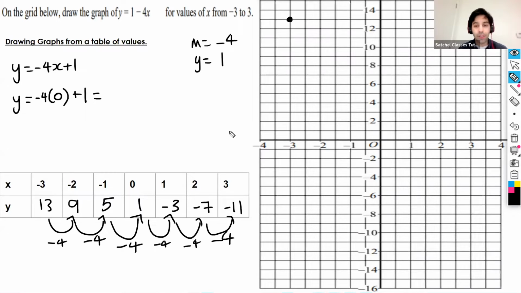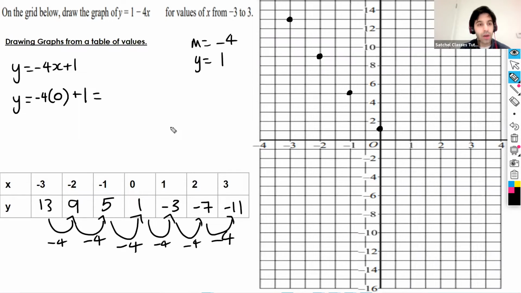Then I'm going to have -2 and 9. So 9 is going to be over here. Then I'm going to have -1 and 5, which is going to be here. Then I'm going to have 0 and 1, which is going to be over here.